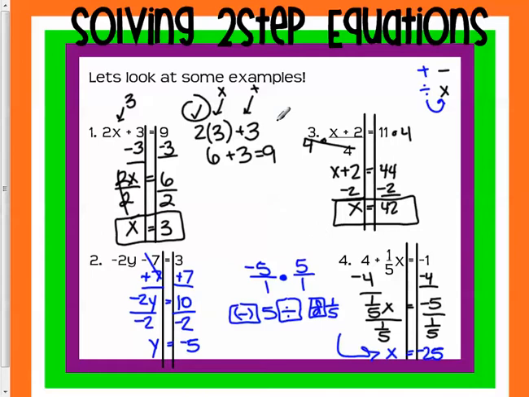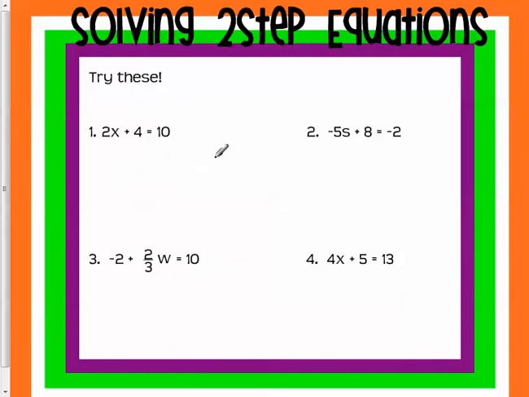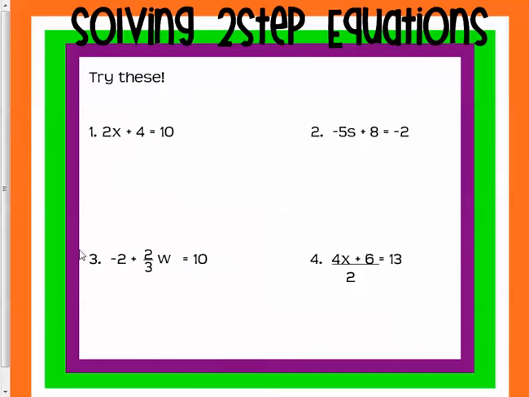Don't forget, on all of these you can check your work. Okay, so let's see what you can do. I'm going to show you these. Oh, just kidding, number 4 was messed up, so make sure you didn't write that one down. Okay, so number 4, make sure you have that divide by 2, and that's not supposed to be a 5, it's a 6.